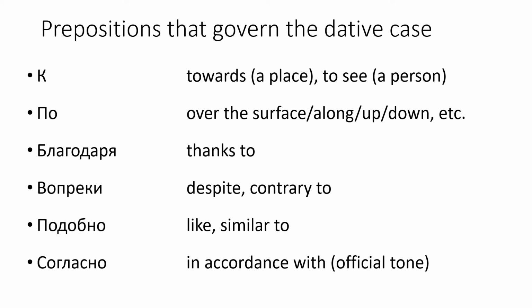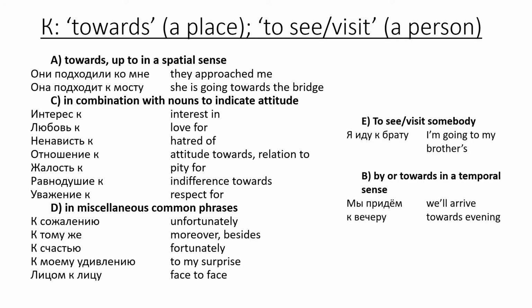And then the other prepositions here work in the same way. Вопреки, so despite or contrary to, and whatever it's despite would be in the dative case. So подобно, like or similar to, and whatever it's like or similar to would be in the dative. Finally, согласно, in accordance with. This is a more official kind of thing that you would say, and whatever it's in accordance with would be in the dative case. The preposition k in Russian can most commonly be translated as towards or to.